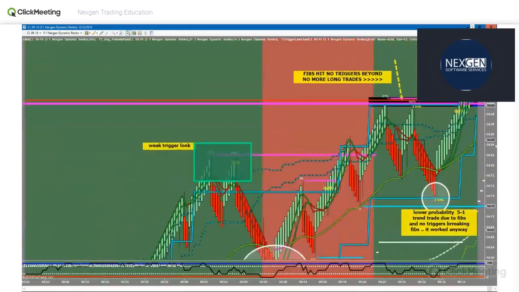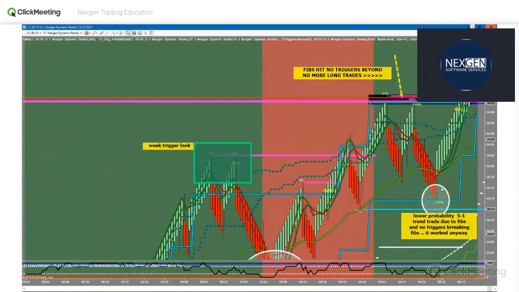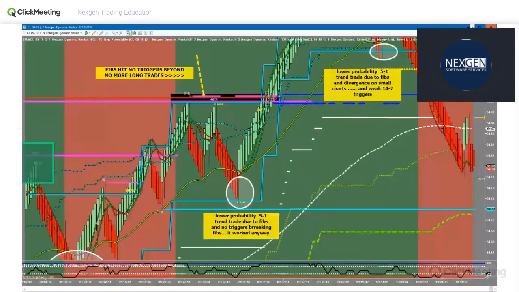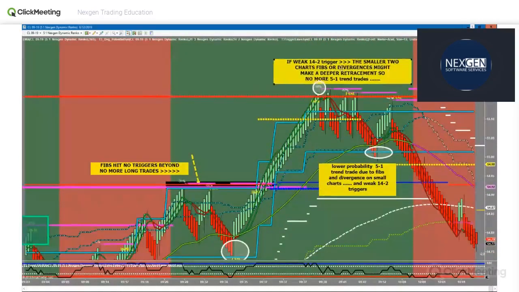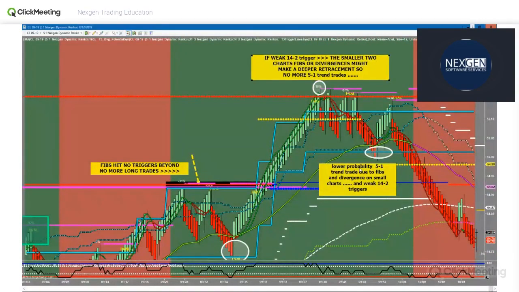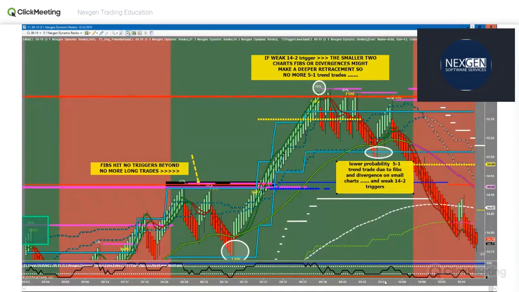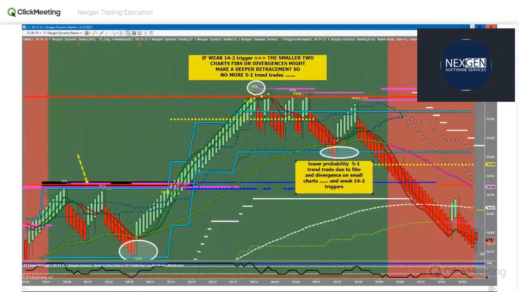And then we do have fibs, so again, buyer beware. The next trend trade actually wins, but who's going to do it into that fib? Nobody, most of the time. And then the same situation here. We have a weak 14-2 trigger. What kills it? Well, you just have to recognize it's lower probability because of what we were just talking about.